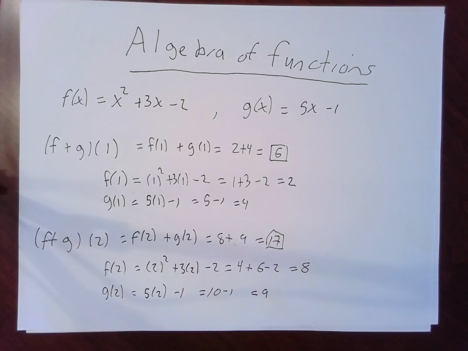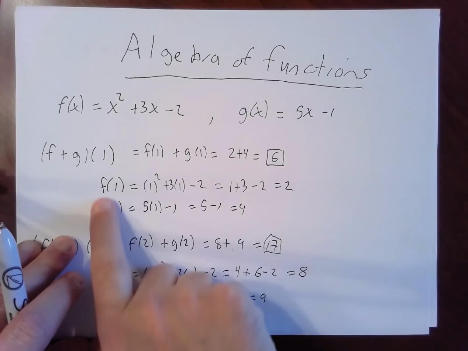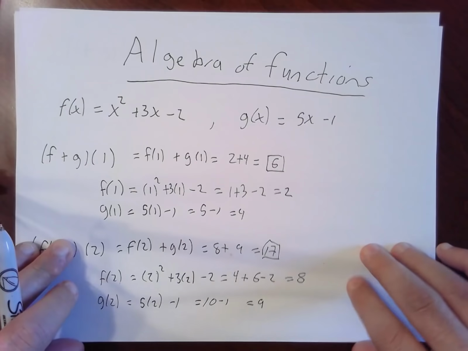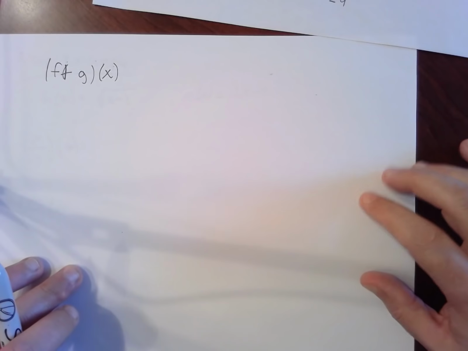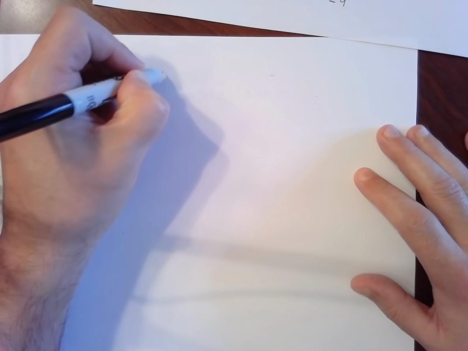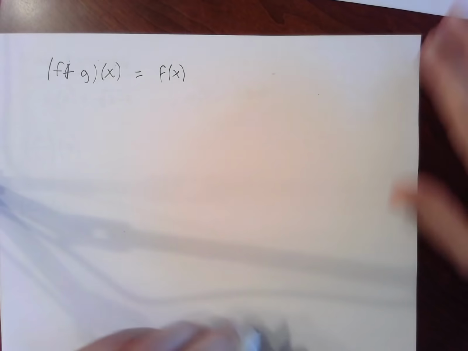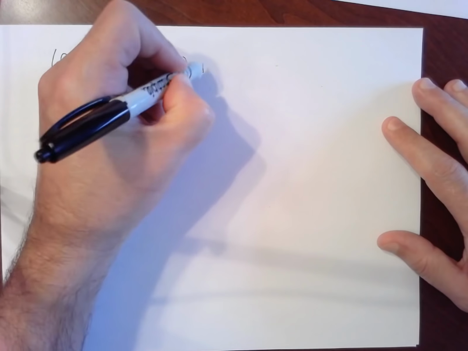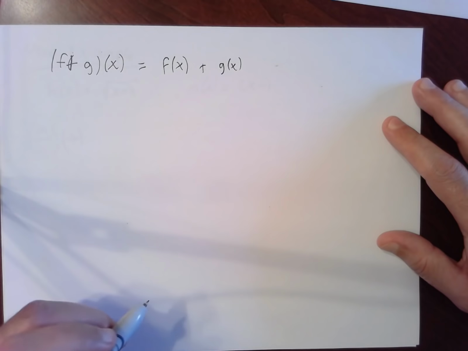Okay, and say we had to keep doing this over and over and over. f plus g of 7, f plus g of 9. There's a shortcut we could take. Instead of calculating each one separately over and over and over, we could just find f plus g of x, which means take f of x, the function itself, not a y value, the actual function, plus g of x, and get a new function.